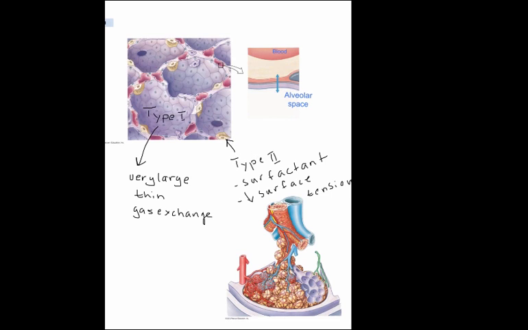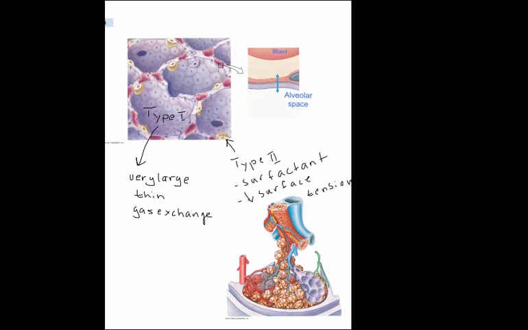So one more note about the function of the alveoli. So we said that these type 1 cells are very, very important for gas exchange. And gas exchange occurs between the alveolar space and the blood, and it goes in both directions, and it depends on the concentration gradients of the gases, because the gases move by simple diffusion.